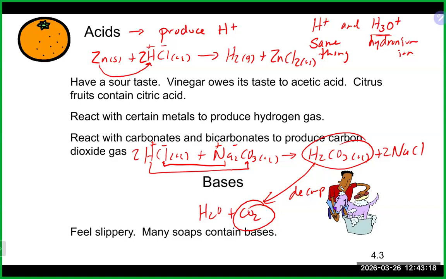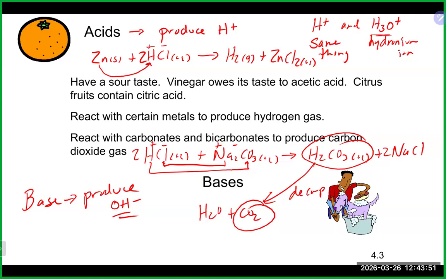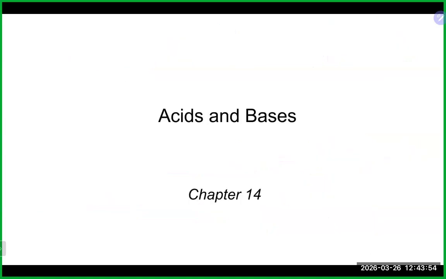Bases, on the other hand, feel very slippery. A lot of soaps and drain cleaner type stuff are bases. You could go and buy some straight up sodium hydroxide at Home Depot to clear your drain. A lot of warning labels on it. But a base, as we will talk about, is really something that will produce hydroxide ions in solution. So something that's able to produce free OH- in solution is, again, basically your classic definition of a base.